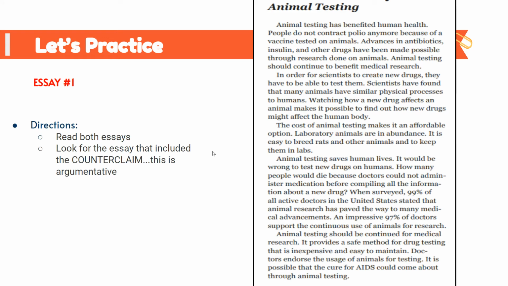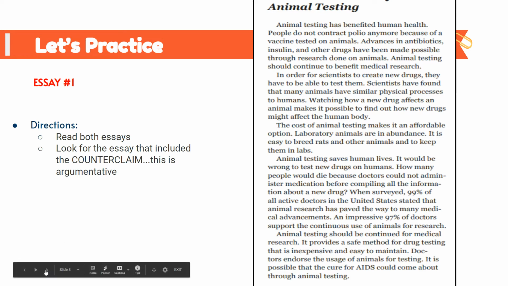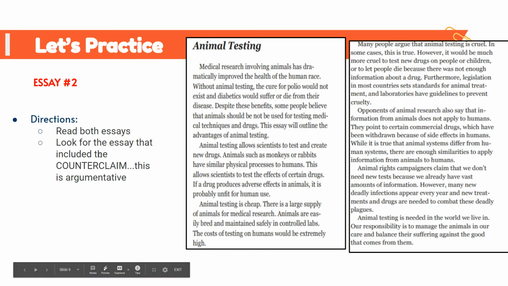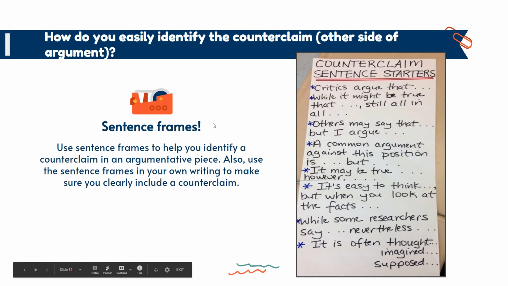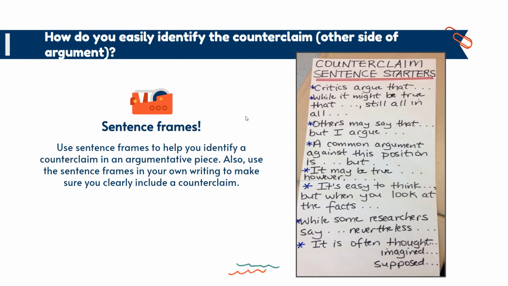So, there are two essays here. Essay 1 about animal testing and essay 2 about animal testing. You're going to read both essays, and then you're going to tell me which one, one or two, is the argumentative side. Okay, also, how do you easily identify the counterclaim, the other side of an argument? Using sentence frames helps you identify a counterclaim in an argumentative piece. Also, use the sentence frames in your own writing to make sure you clearly include a counterclaim. So here are examples of counterclaim sentences.